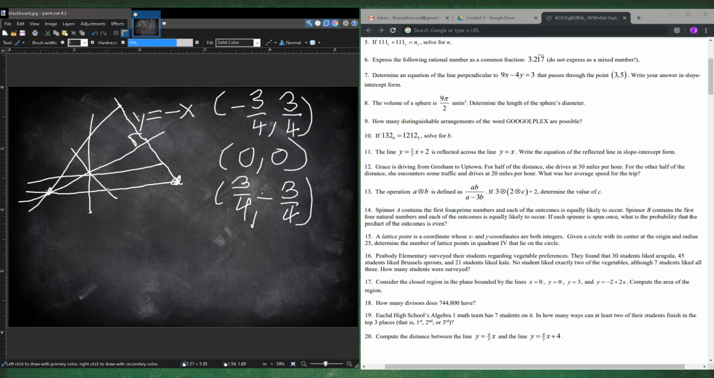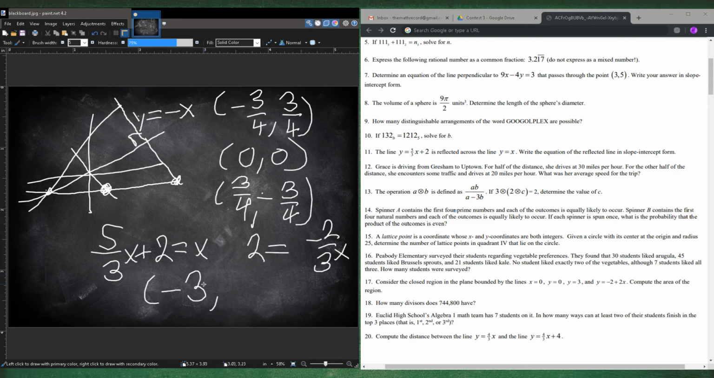So that is our coordinate from here. Now we just need to find the coordinate here, which is 5 over 3x. It intersects y is equal to x, so you have to find when that is true. So this will get to 2 is equal to negative 2/3 x. So x is equal to negative 3. So you plug, so that's negative 3, negative 3.